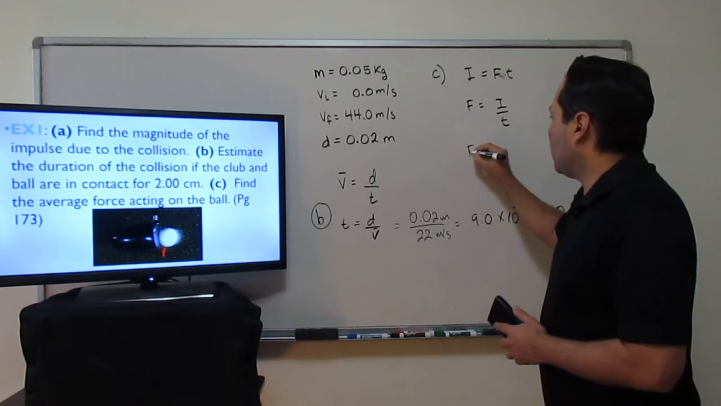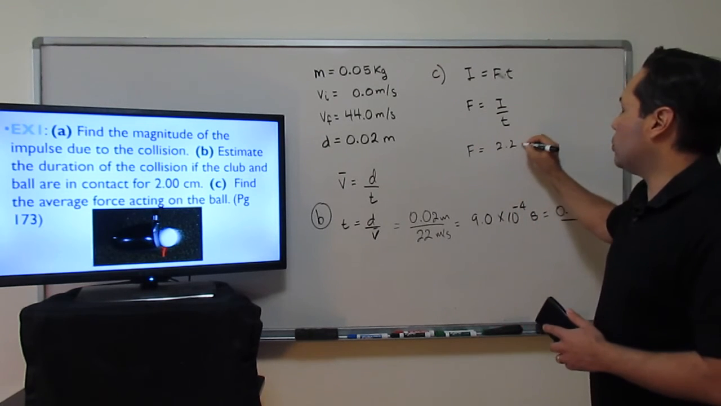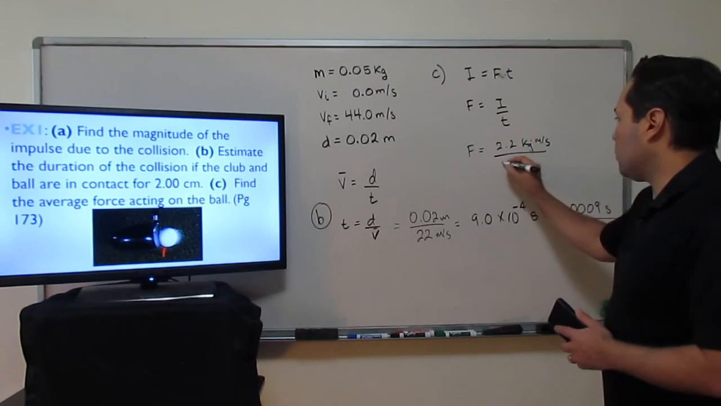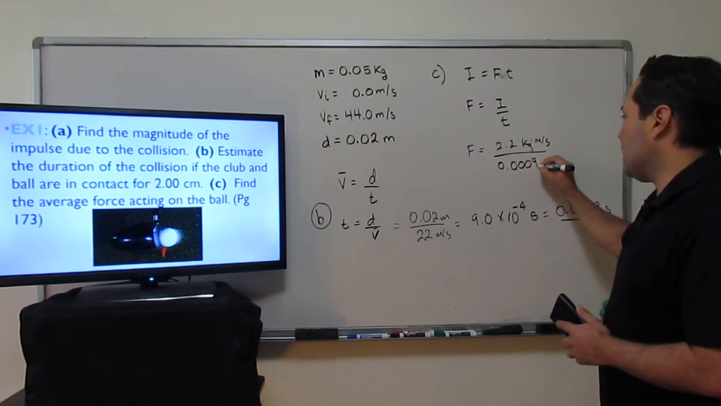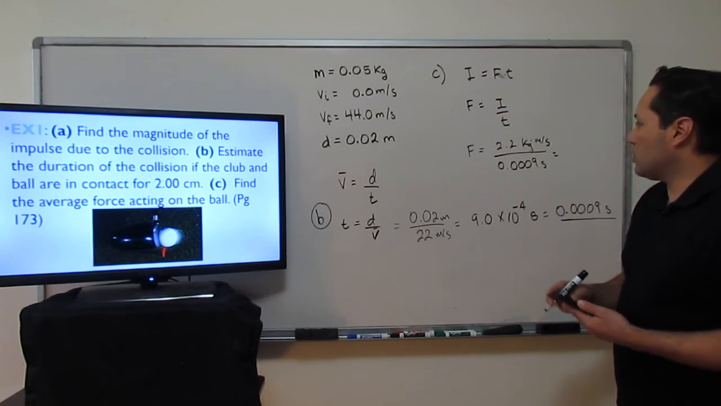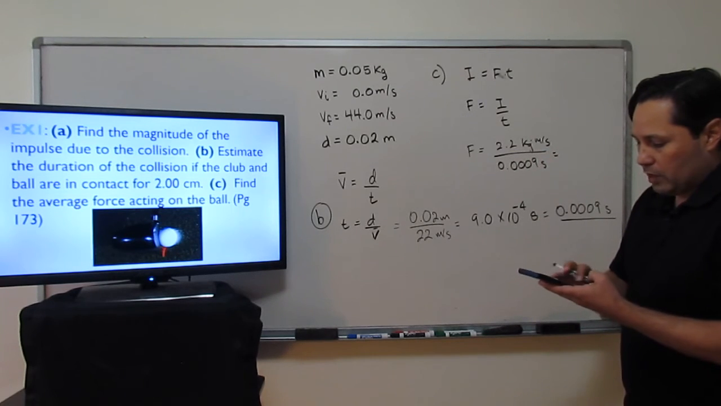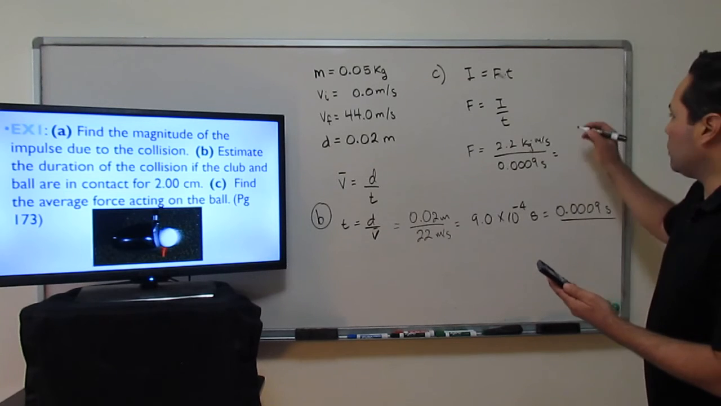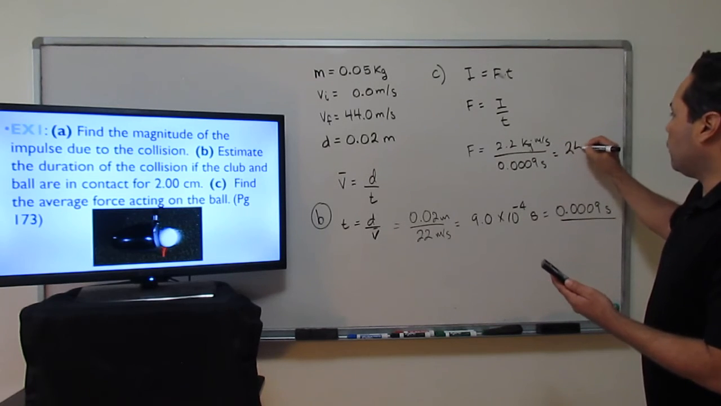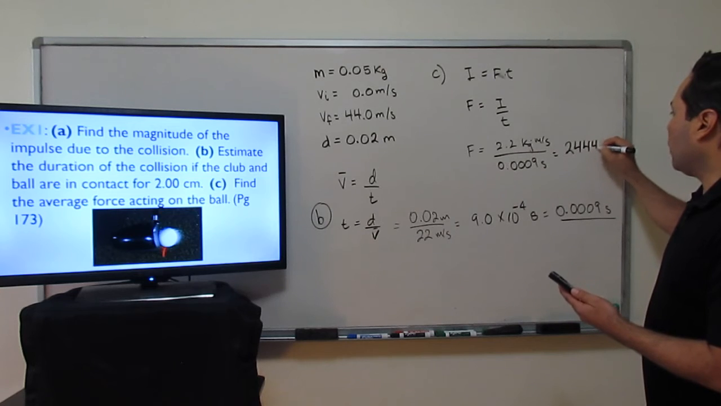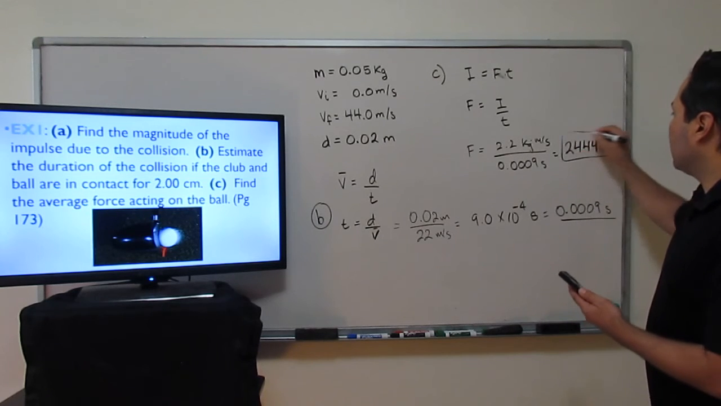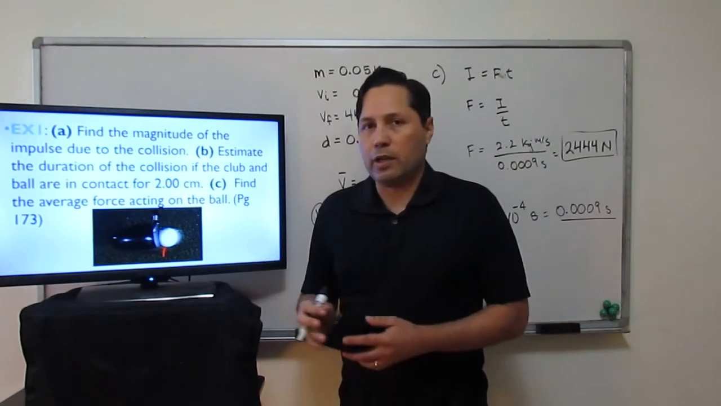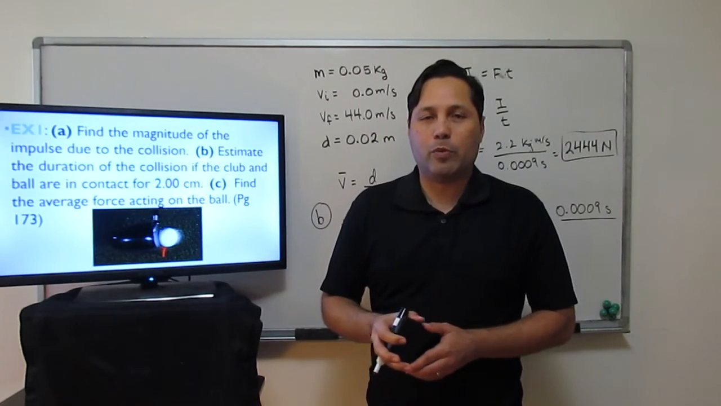Alright, so that's going to go ahead and be impulse, which was 2.2 kilograms times meters per second, divided by the amount of time, which was 0.0009 seconds. And that's going to give us the force. So 2.2 divided by 0.0009 seconds is going to give us roughly 2,444 newtons of force. And that is the amount of force that the club's putting on the golf ball. That takes care of example 1.